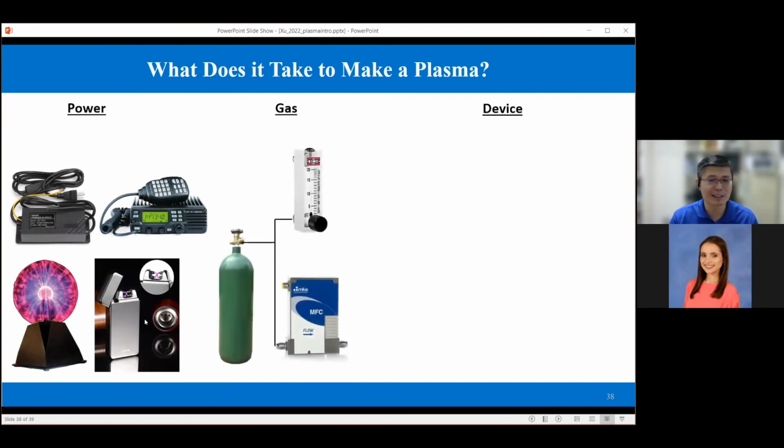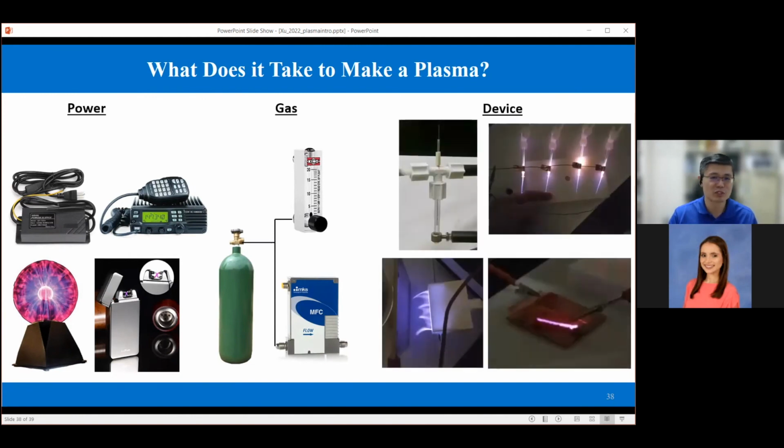You'll need some sort of gas to create the plasma from. That could be a bottle of gas, or it could be just the ambient air around you. And then you need some kind of device with electrodes to deliver the energy into said gas. And these can take various forms depending on what your needs are. So it's relatively easy to create a plasma, and there are many YouTube videos by different people which go into how to create circuits to generate plasmas.